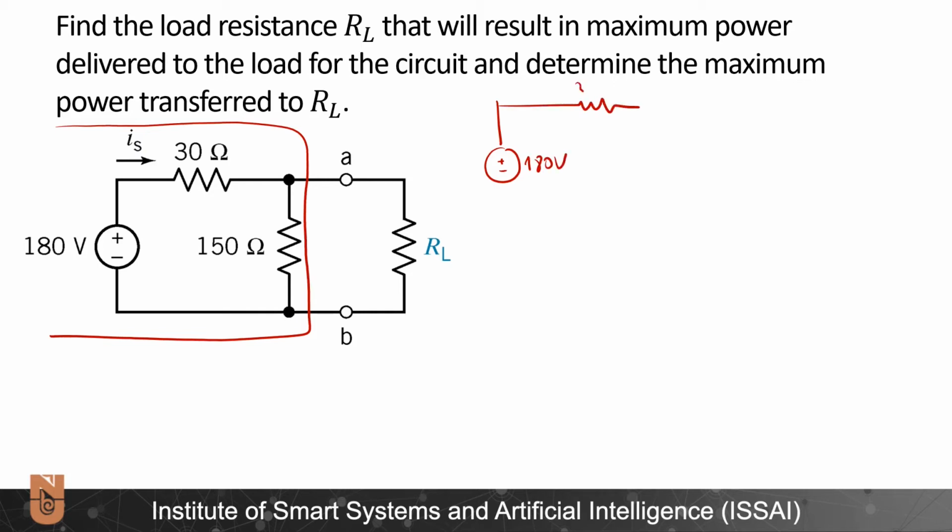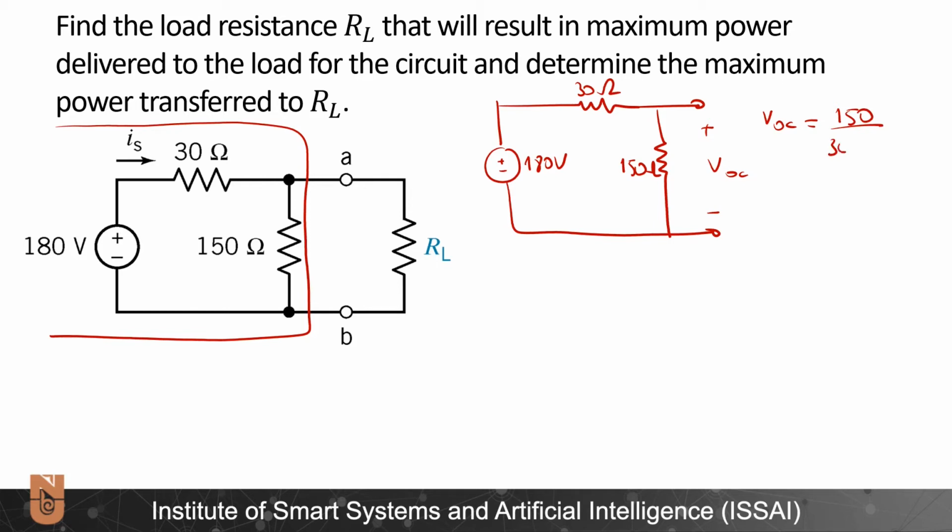I have my 30 ohm resistor. Here I have the V open circuit. And here I have the 150 ohm resistor. So due to the voltage divider, I calculate V open circuit as 150 divided by 30 plus 150 times 180 volts, and accordingly V open circuit is equal to 150 volts.